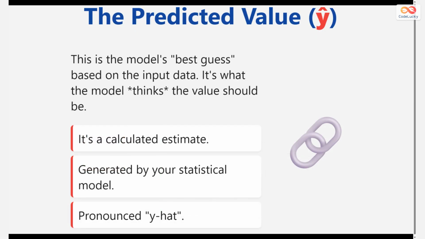The predicted value is the output of our model. Based on the input data, the model gives us its best guess of what the value should be. We denote this with the symbol y circumflex, which is pronounced y-hat. This is the model's estimate, not the real value.